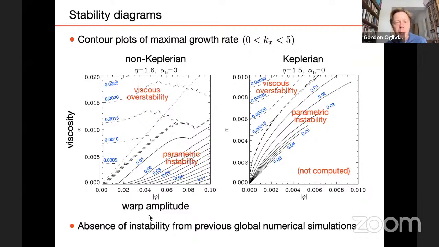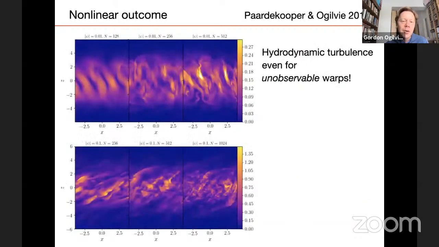Well, at least at the time we were doing this work, there was no evidence of this type of instability in any numerical simulations of warped disks. So we set out to do some local computations using this warped shearing box model. This is with Simeon Pardakoper. And here we showed that the instability leads to hydrodynamic turbulence.